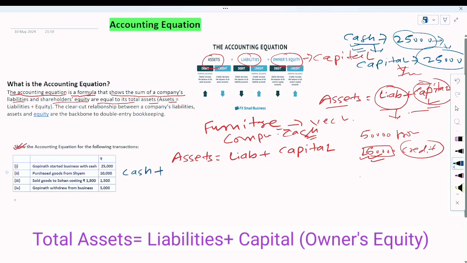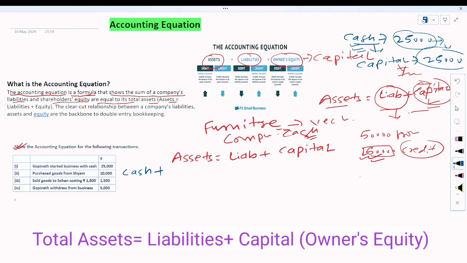Second transaction is purchased goods from Shyam rupees 10,000. As you know, if you have already learned the things before, whenever we purchase goods from anyone on credit, then the creditor's name is mentioned in the transaction or question. If the creditor's name is mentioned in the question, it means we are purchasing the goods on credit. If it is not mentioned, it means we are purchasing goods on cash.